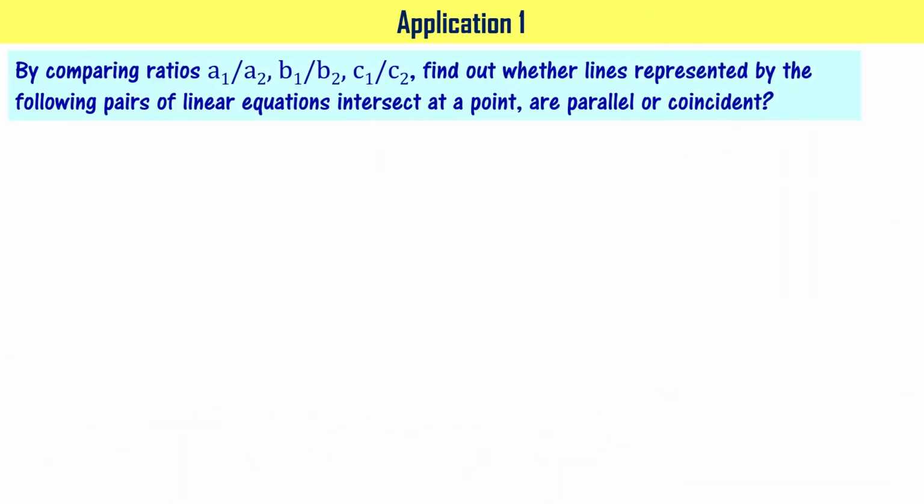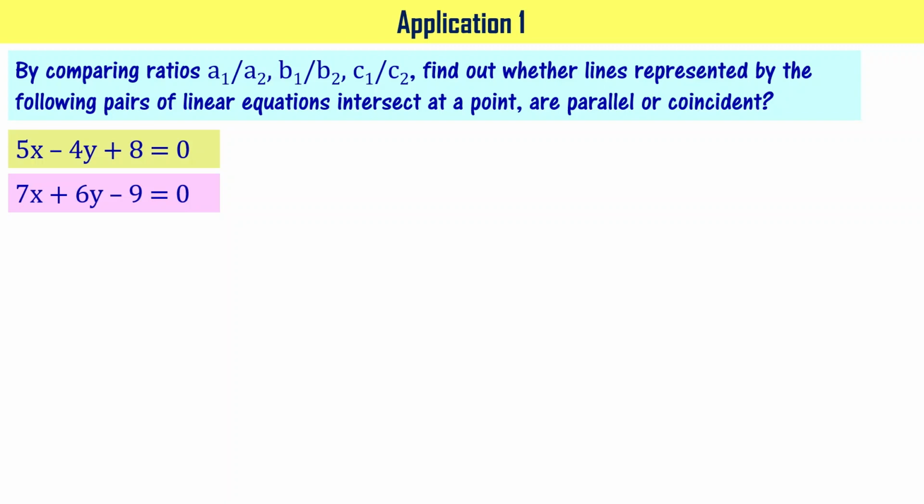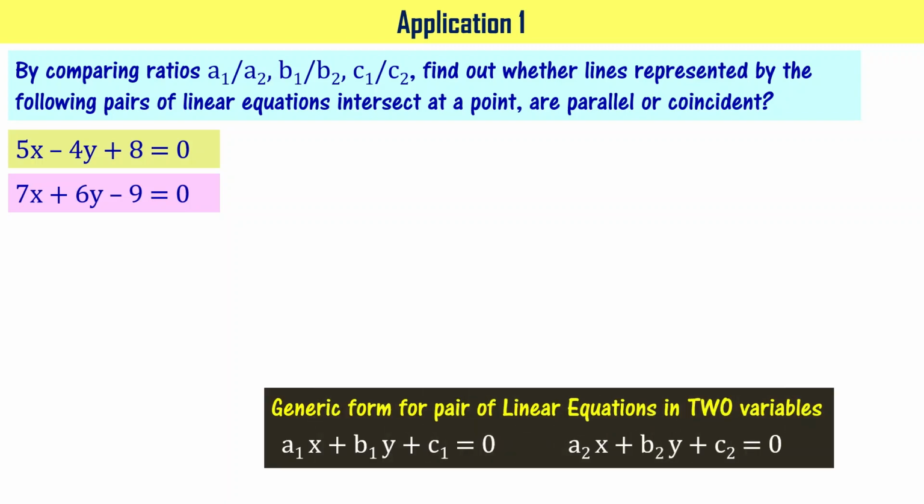By comparing the ratios a1 by a2, b1 by b2, and c1 by c2, find out whether the lines represented by the following pairs of linear equations intersect at a point, are parallel, or are coincident. The equations given are 5x minus 4y plus 8 equal to 0, and 7x plus 6y minus 9 equal to 0. When you compare the first equation with a1x plus b1y plus c1 equal to 0, you can say a1 equal to 5, b1 equal to minus 4, and c1 equal to 8, right?